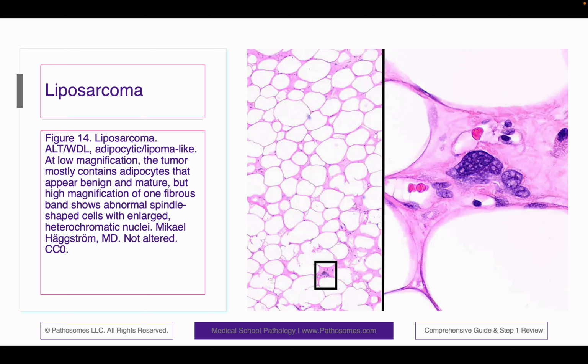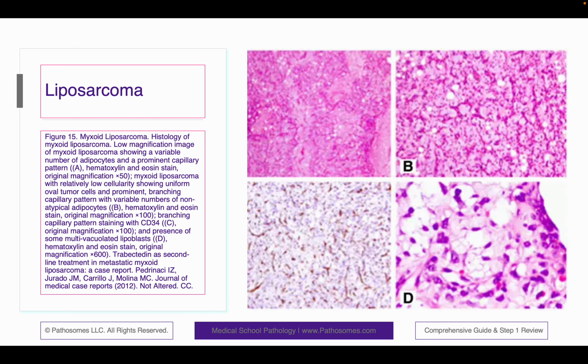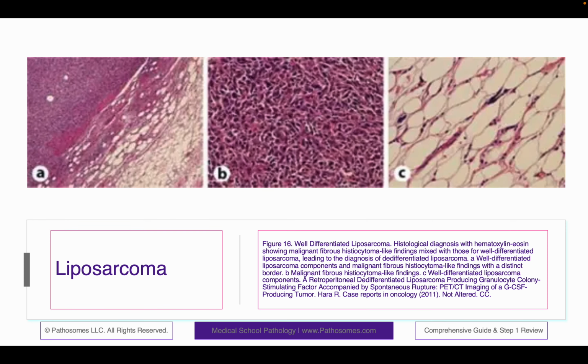I'd like to guide your eyes to the right panel. Look at that cell. That is not a normal adipocyte at all. Liposarcoma. And more liposarcoma. This one's a myxoid liposarcoma. And more liposarcoma. You see all those dedifferentiated cells, right? And the adipocytes that are abnormal.